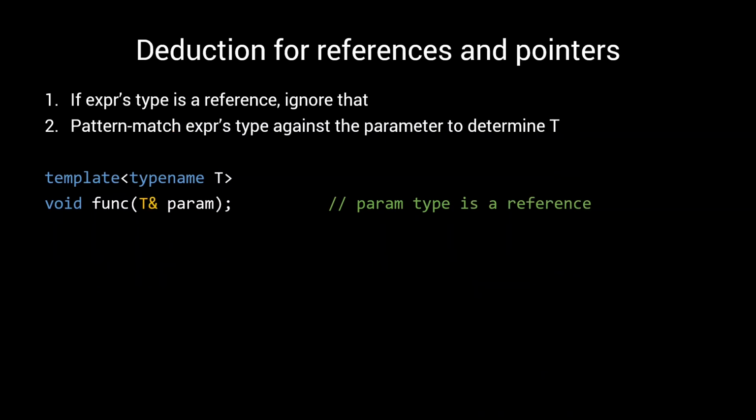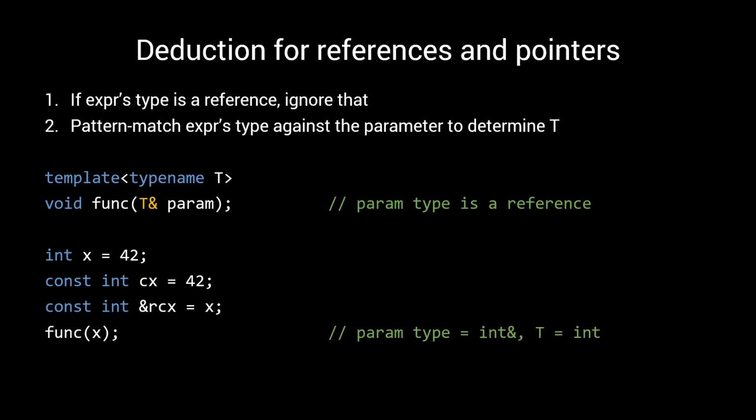Secondly, we have the deduction rules for references and pointers. Just like with values, if your expression is a reference, we ignore that part. And then we simply pattern match the expression against the parameter to determine T. So again, we have an integer x. Now we also have a const integer, cx, and the reference to const, rcx. If we pass x to our function, the parameter type will be a reference to int, and T itself will just be an int. This is what I mean with this pattern matching.